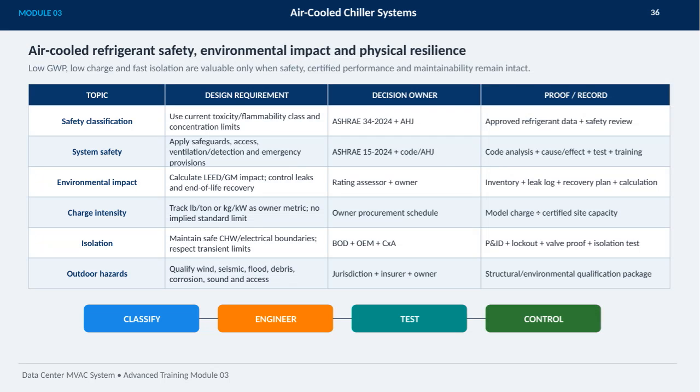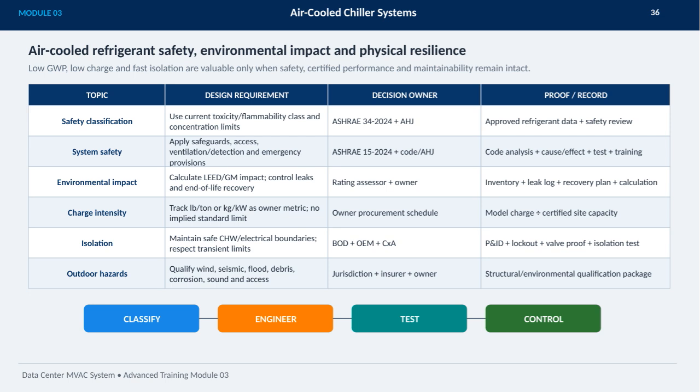This slide covers key design requirements for air-cooled chiller systems, focusing on safety, environmental impact, and resilience. Starting with safety classification, it's crucial to use current toxicity and flammability classes alongside concentration limits, following ASHRAE 34/2024 and the authority having jurisdiction. System safety involves applying safeguards like access controls, ventilation, detection, and emergency provisions, all guided by ASHRAE 15/2024 and local codes.